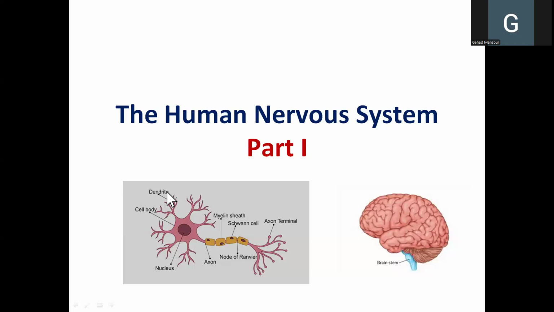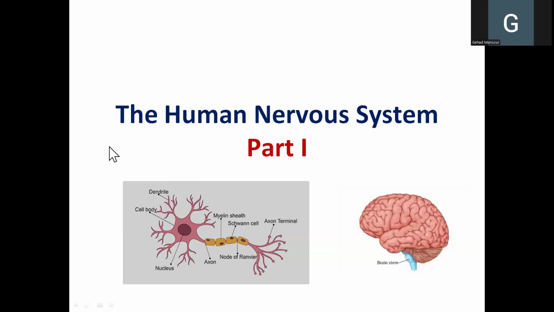Coming to the dendrites, I might ask you to define the dendrites. So the dendrites are short, highly branched, multiple processes that are connected to the cell body of the nerve cell. And what is the function of the dendrites? The dendrites receive information, or receive impulses, from other neurons.